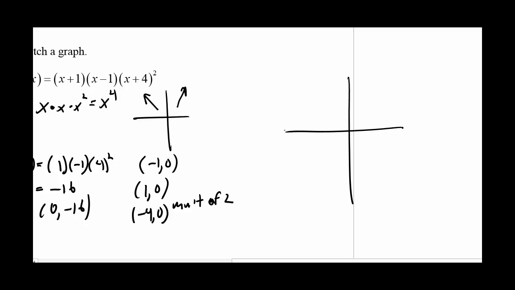Starting with my x-intercepts, so negative 1, positive 1, negative 4, right there. And again, I have a little odd scaling on the y-axis so I can get that point included. It's got to bounce off of the negative 4, but it's got to go out on the first and second. So it's got to bounce off there.